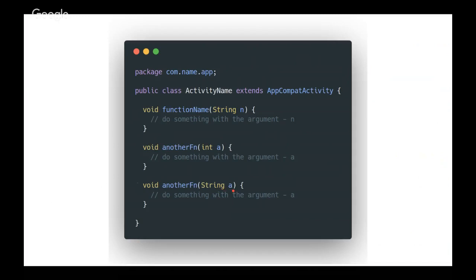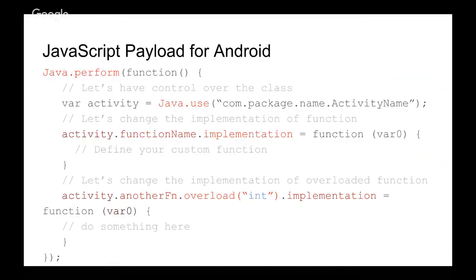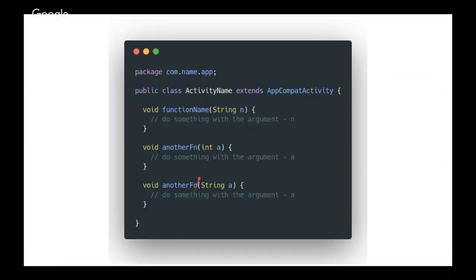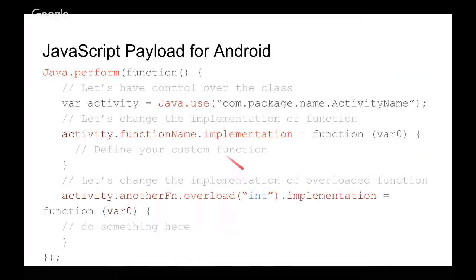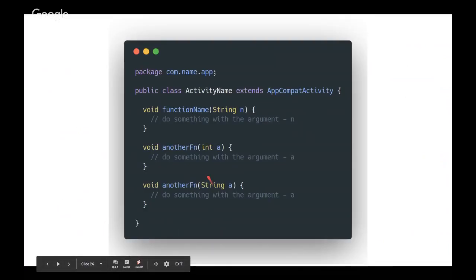If I say, okay, take control of another fn with the integer as argument, the initial method I described will not be used, cannot be used actually. That is where we use another awesome keyword called overload. We do the same function, we create activity, then we do the implementation, which we are not considering right now. But our target function is activity.another fn.overload. I am overloading int, not string. Then .implementation is equal to a function. I can define anything which will become a wrapper over this function.